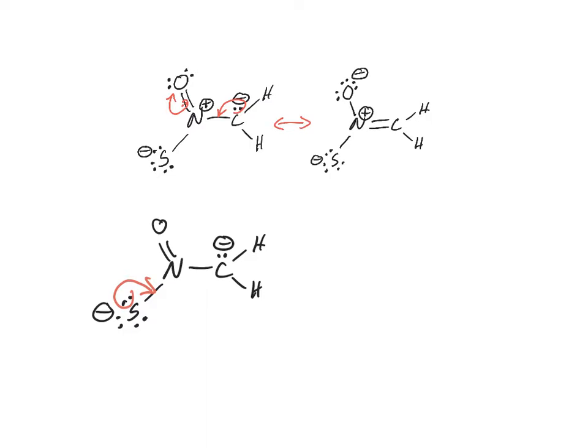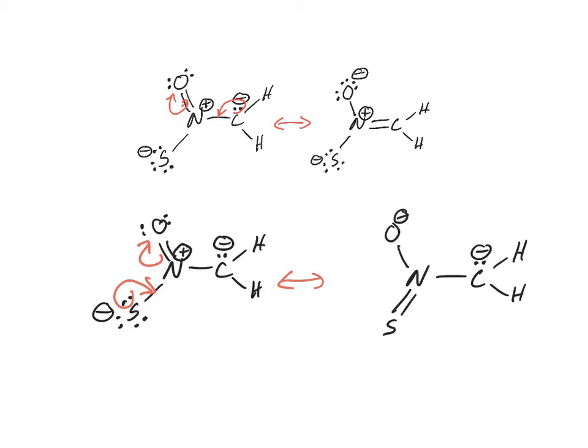Make a new pi bond between the sulfur and nitrogen. Lone pairs here still, of course. Plus charge here on the nitrogen. Electrons go up. Resonance arrow. Plus charge still on the nitrogen. That would be the other resonance form.